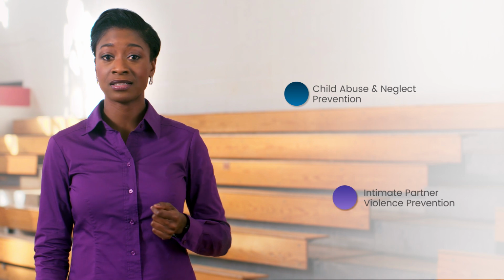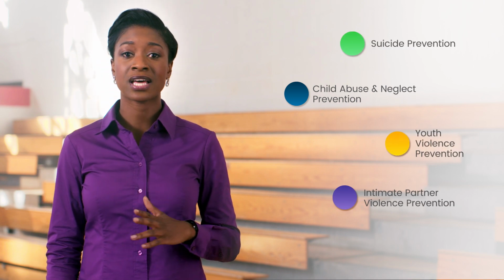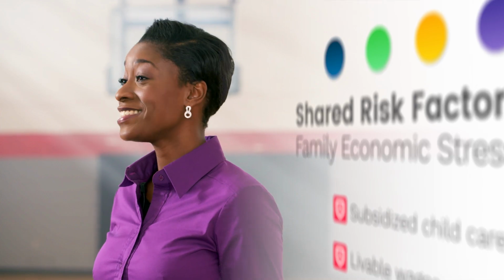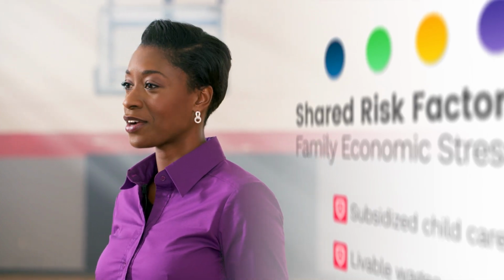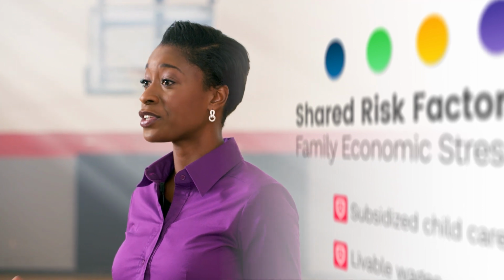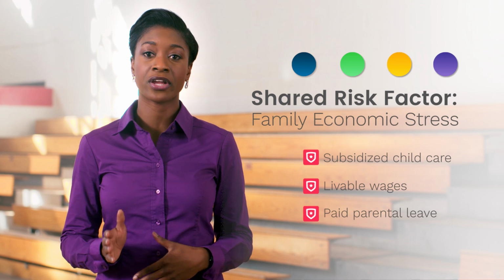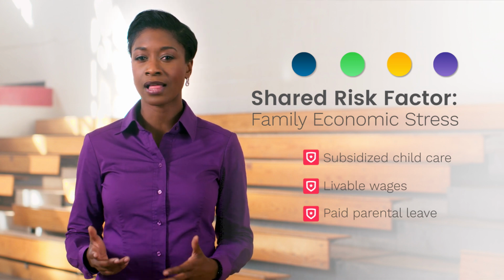For example, organizations working on child abuse and neglect, intimate partner violence, youth violence, and suicide prevention could work together on strategies that decrease families' economic stress. Since economic stress is a shared risk factor across these types of violence and other types of violence as well, pooling resources to take action on this shared risk factor could have a broad violence prevention impact in the community.